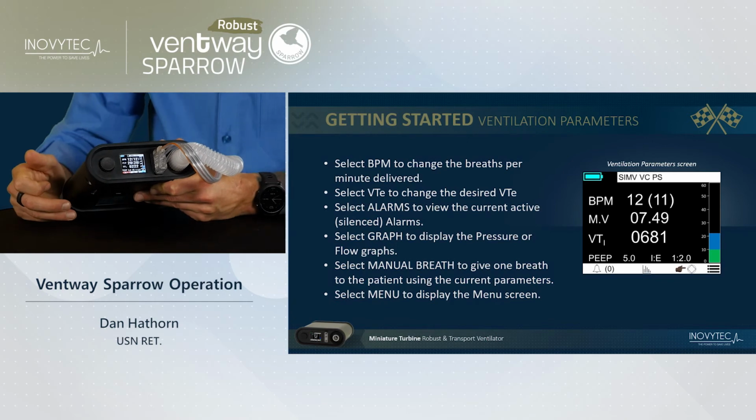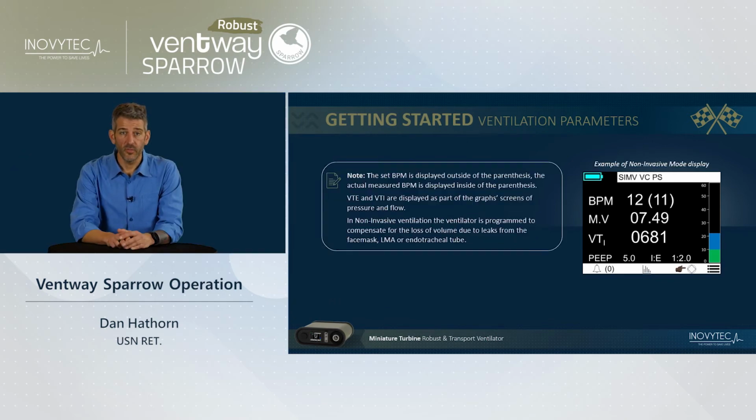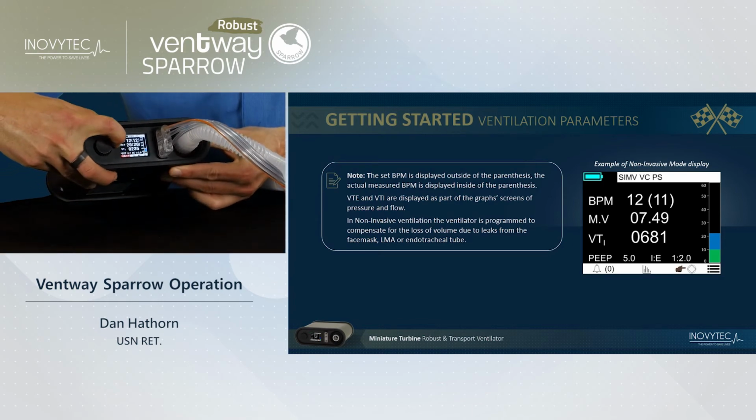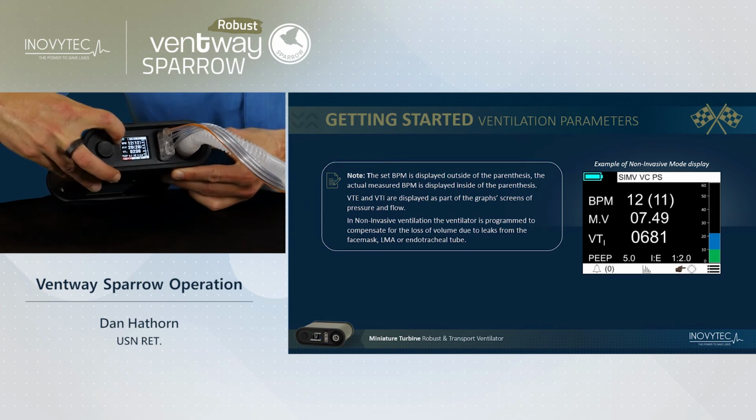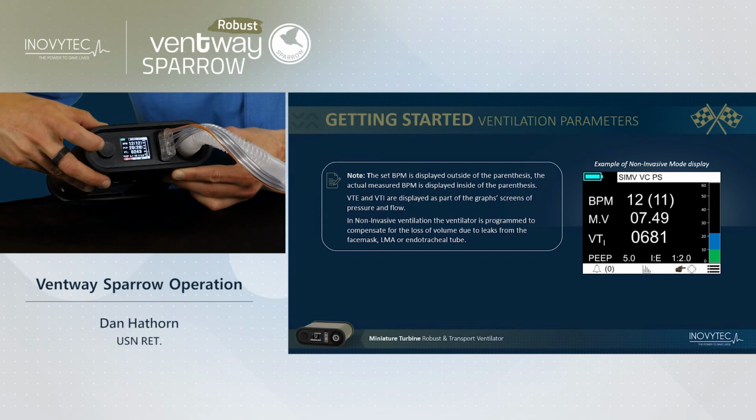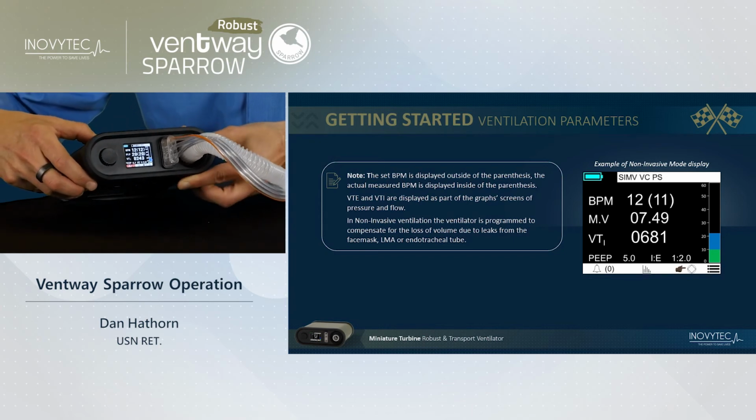menu. Keep in mind, when you see the breaths per minute, it is displayed outside of the parentheses. The actual measured BPM is displayed inside of the parentheses. VTE and VTI are displayed as part of the graph's screens in pressure and flow. You can see VTI, VTE displayed here, breaths per minute, actual, and in parentheses. And this is non-invasive, so it's compensated.